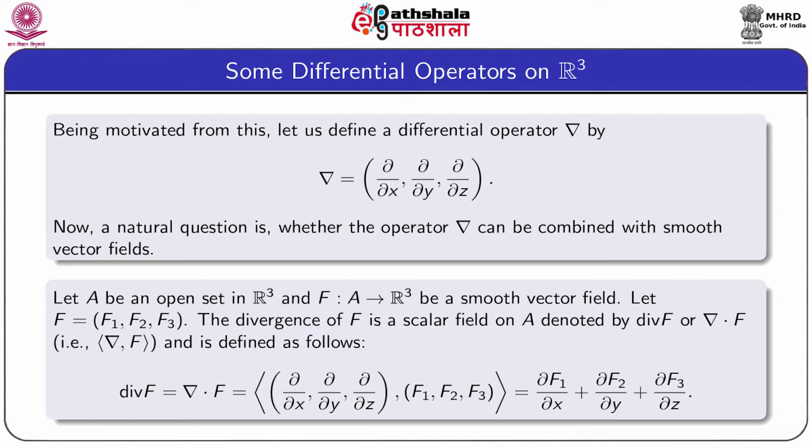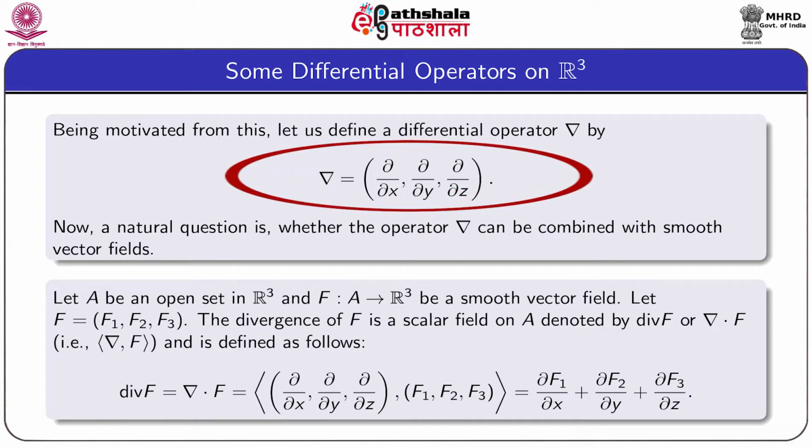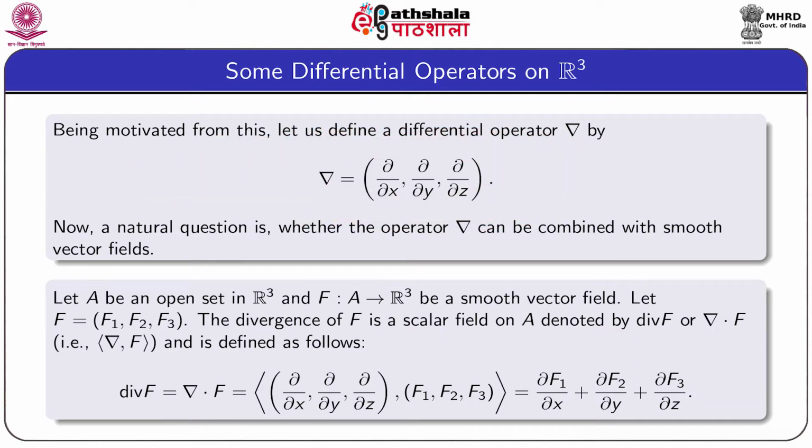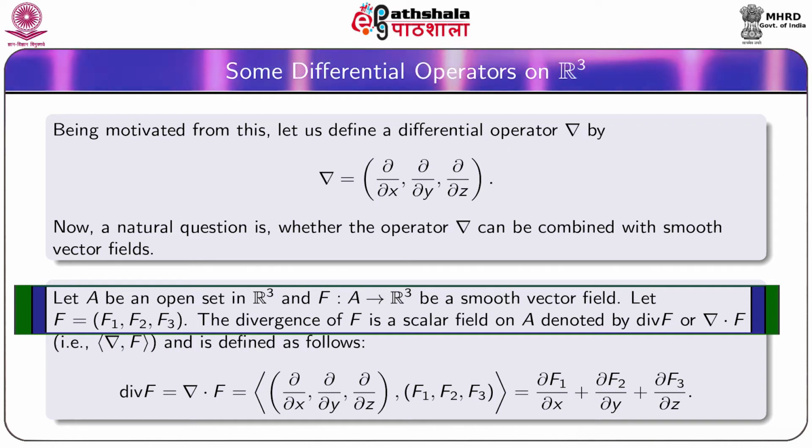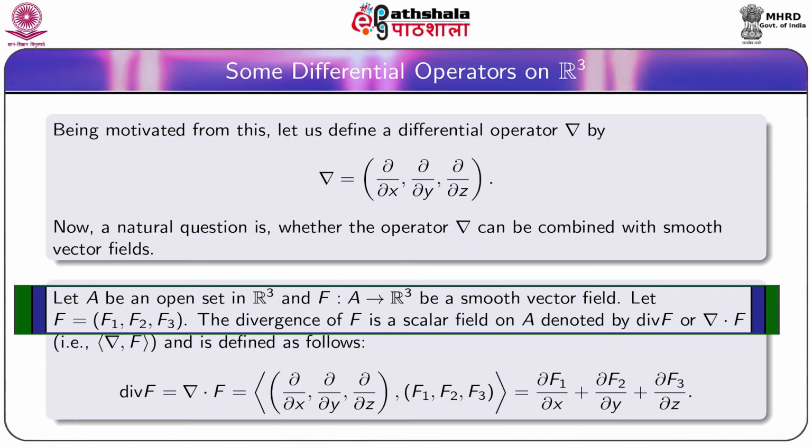Being motivated from this, let us introduce a differential operator nabla by nabla equal to the ordered triplet (∂/∂x, ∂/∂y, ∂/∂z). Now, we see whether the operator nabla can be combined with some smooth vector fields. Let A be an open set in R3 and f from A to R3 be a smooth vector field. Let f equal (f1, f2, f3).